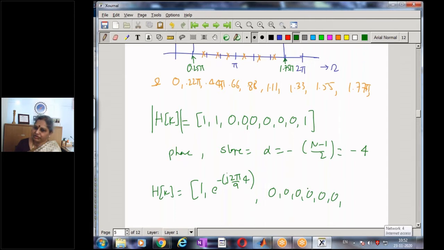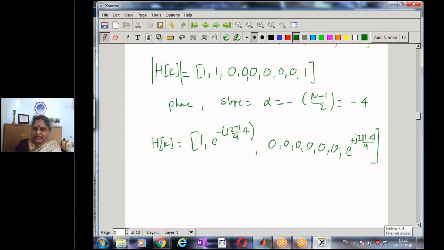And the last value will be the complex conjugate of this, or I can also write it as e to the power of minus j 2 pi 8 by 9, which will be the same. Either way is going to be the same. We'll check that. Minus 2 pi 4 by 9, and this is a plus. I simply take it as a complex conjugate of this. So what I have done is I have first taken the magnitude values from the given frequency response, and then I multiply it by the slope, and then I get this result.